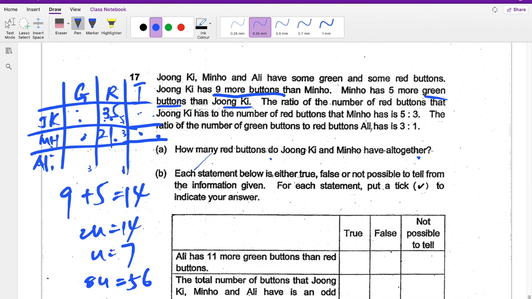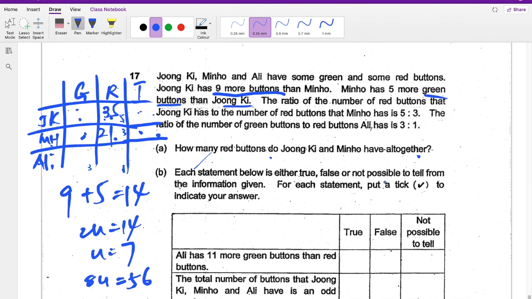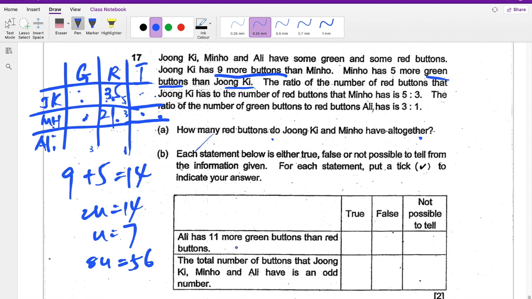Then we see here, each statement below is either true, false, or not possible to tell. This one, he said Ali has 11 more green buttons than red. Is it true? Well, he said for Ali, the green and red button ratio is 3 to 1. If the red button is U, then the green button is 3U. Then the difference is 2U. Well, we know that 2U is always an even number, but he says 11 more, so definitely it is false, right? It cannot be 11.